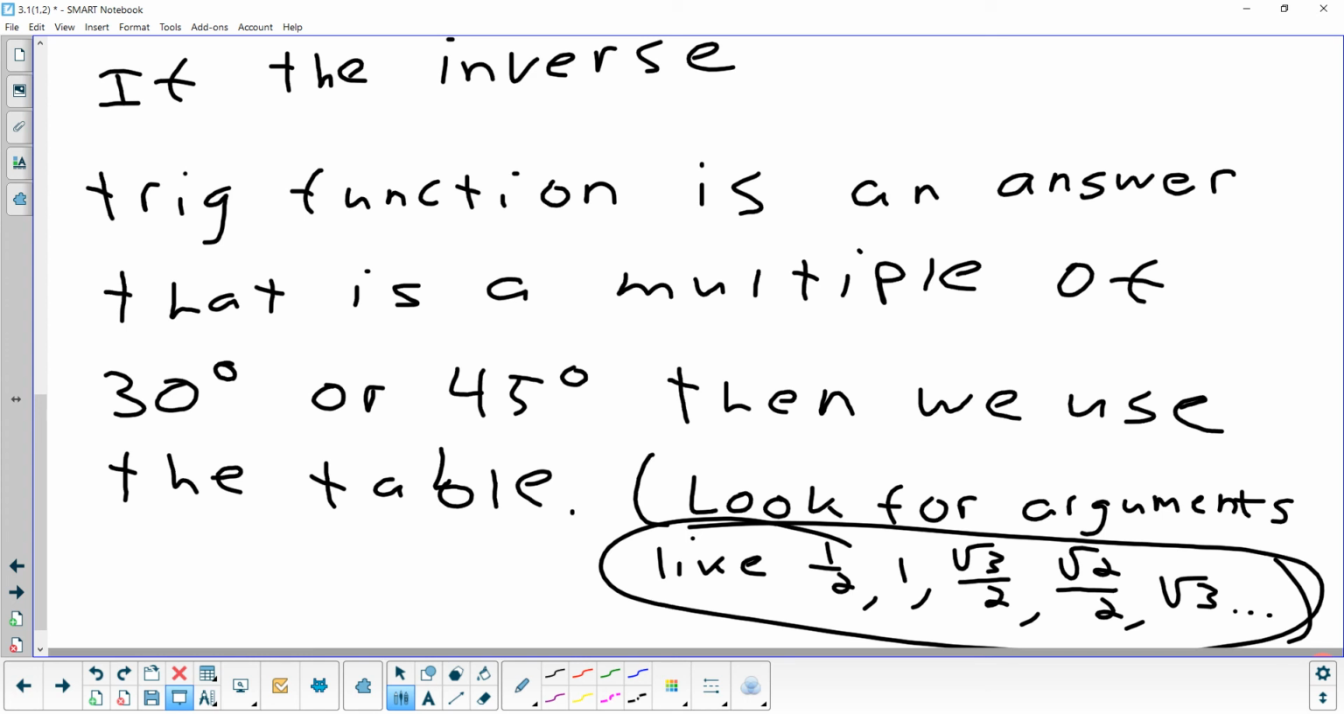Now, you're not going to know the answer right away, right? That's what makes that a little bit tricky. That's why I put this part that I circled down here.